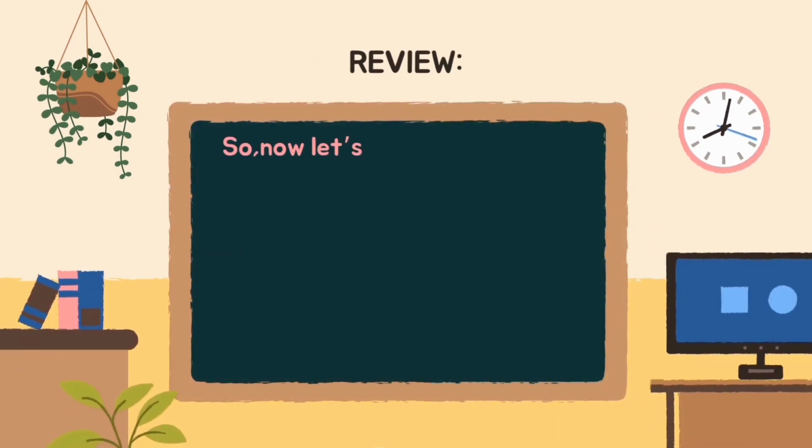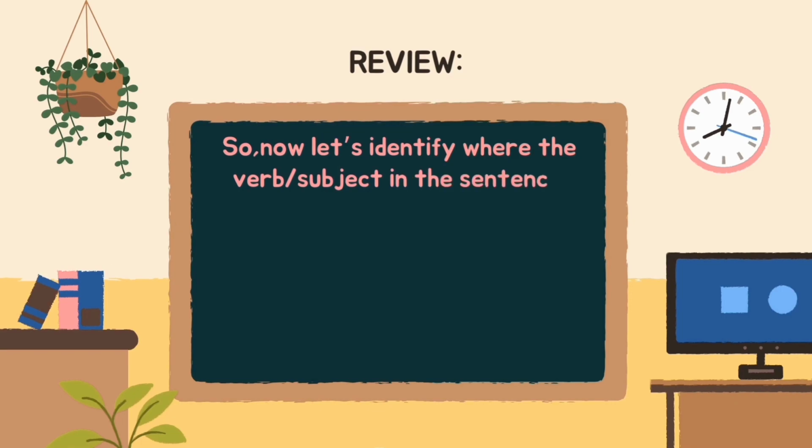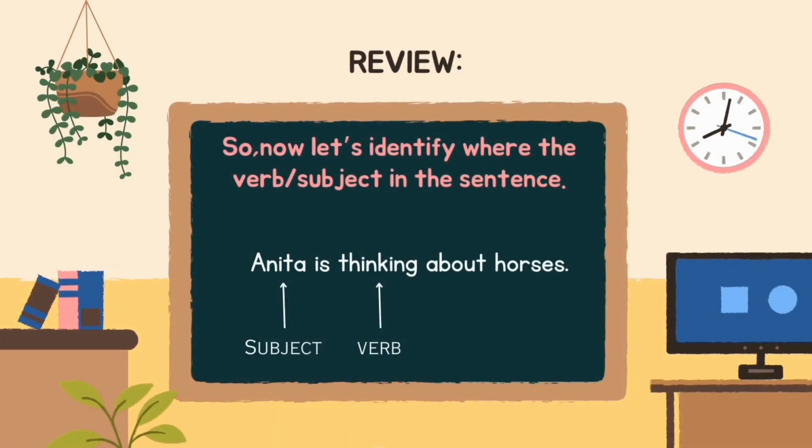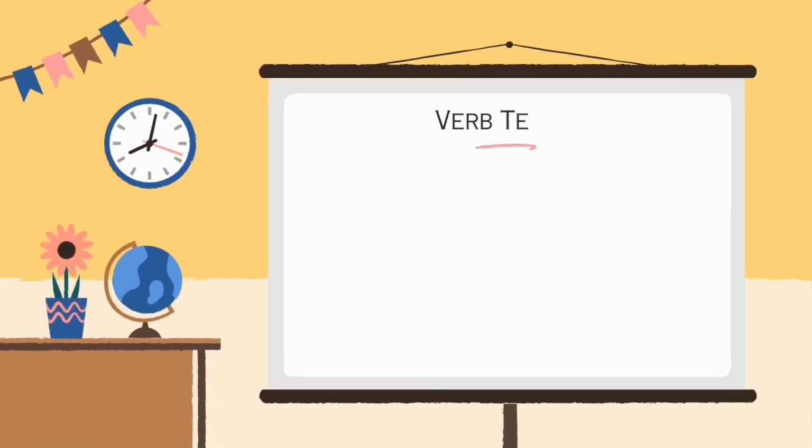So now, let's identify where the verb and subject are in the following sentence. Anita is thinking about horses. Correct! In this sentence, the subject is Anita, while the verb is thinking. And now, let's move on to our second topic, which is verb tenses.